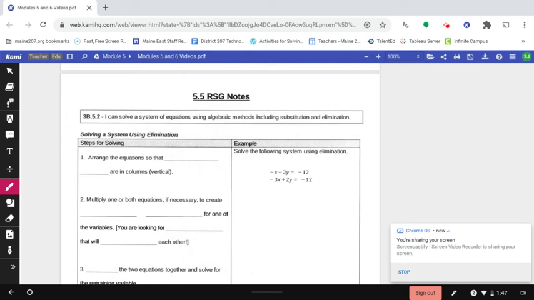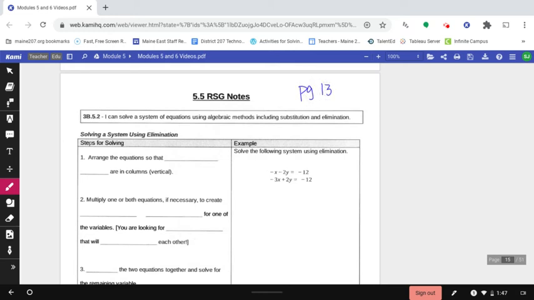Hi everyone, this is your 5.5 Ready, Set, Go notes. So you should be on page 13 in your yellow packet. Make sure you've got that so you can follow along while we take these notes.